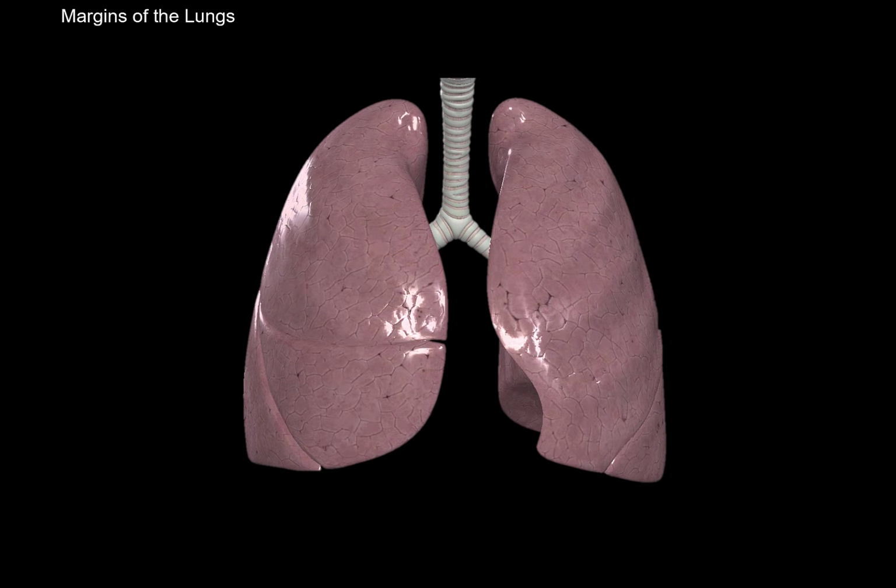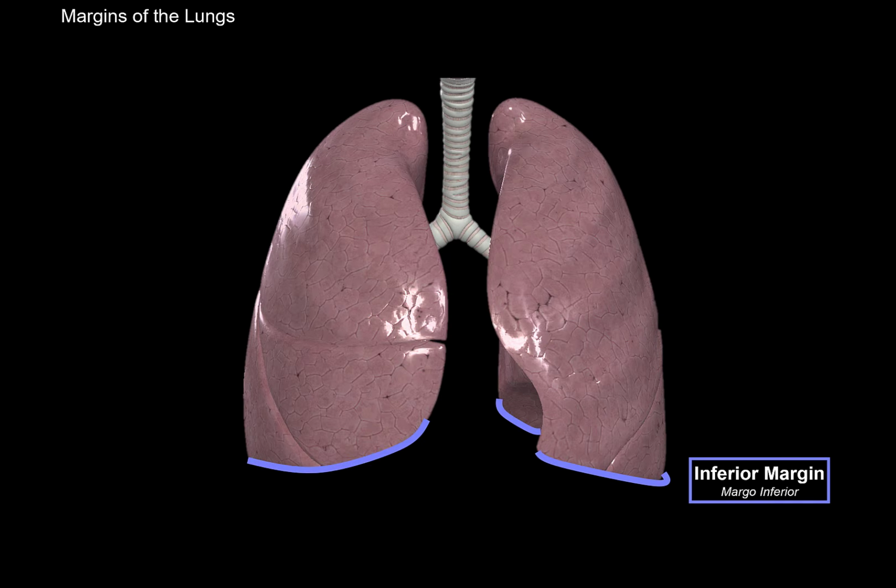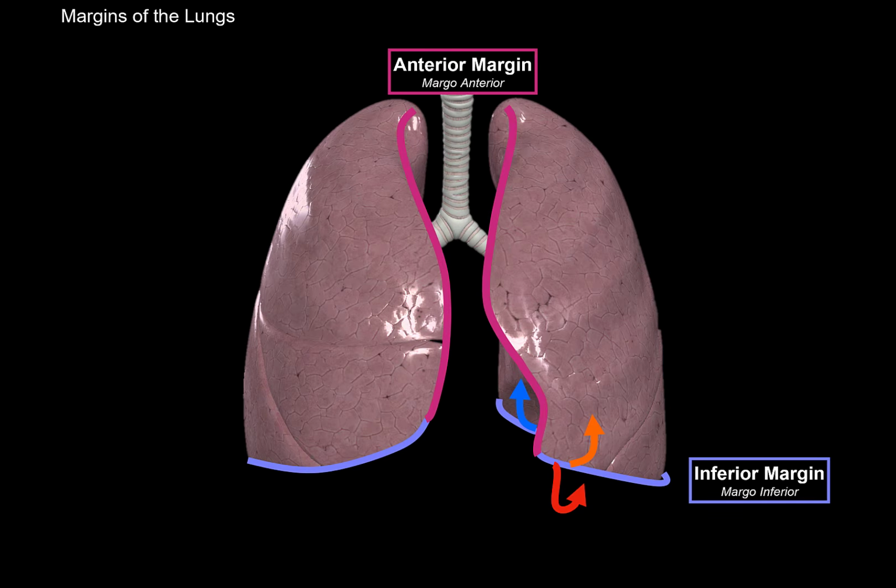Now each lung has 2 margins. The inferior margin is thin and sharp, and it separates the costal and the mediastinal surface from the diaphragmatic surface. The other margin we have is the vertical one, called the anterior margin. And as you see here, the anterior margin on both lungs are different. On the right lung, it's almost vertical, but the anterior margin on the left lung is not.